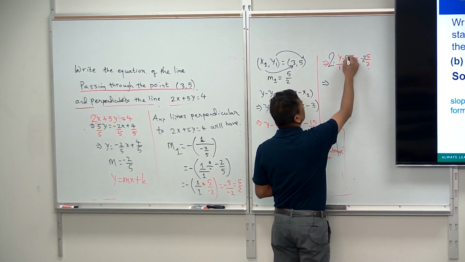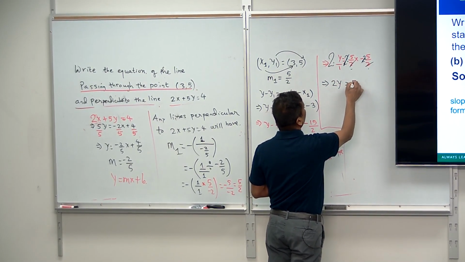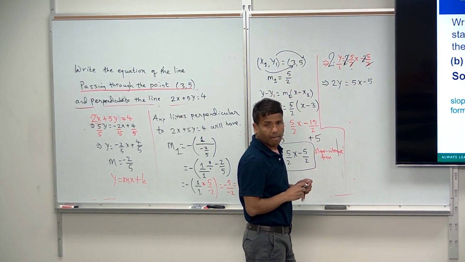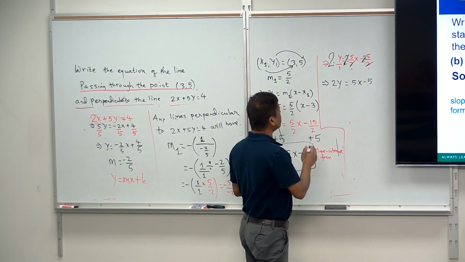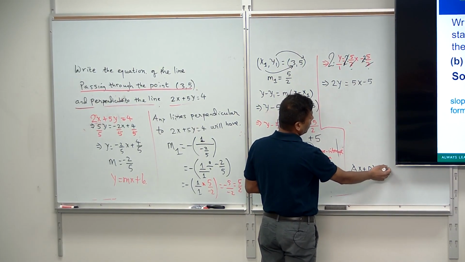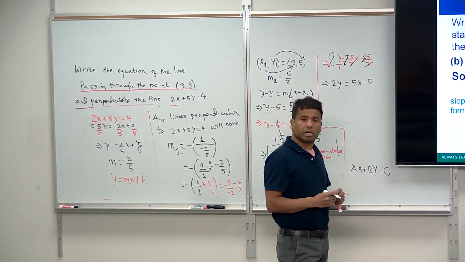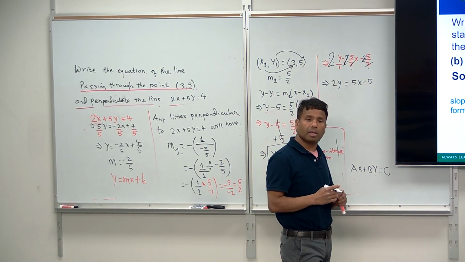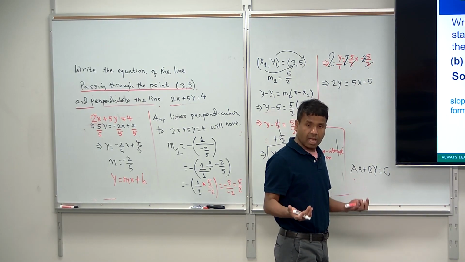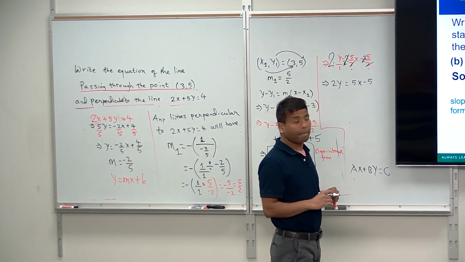So this 2 and 2, cross them out. This 2 and 2, cross them out. So 2y equals 5x minus 5. Right? And you know the standard form. The standard form is what? You need to write it in the form ax plus by equals c, where the greatest common factor of a, b, and c is 1. Or in other words, a, b, and c are relatively prime.